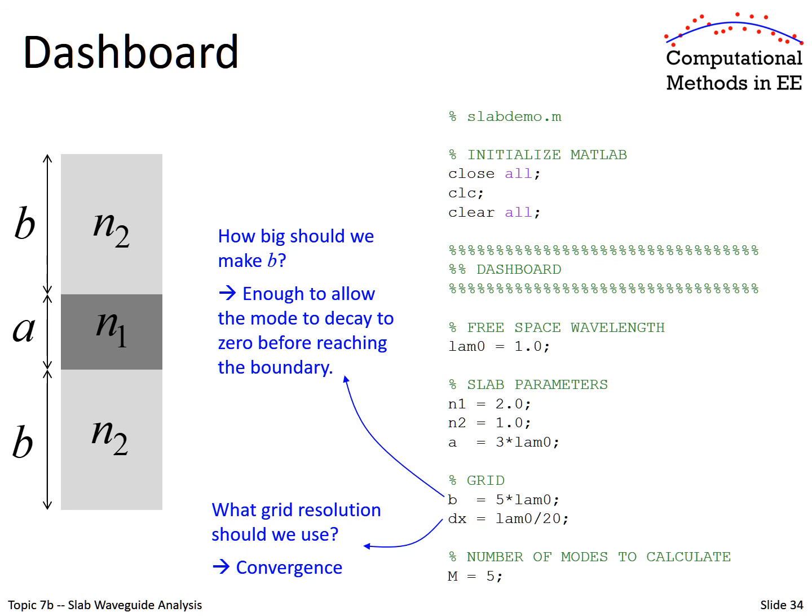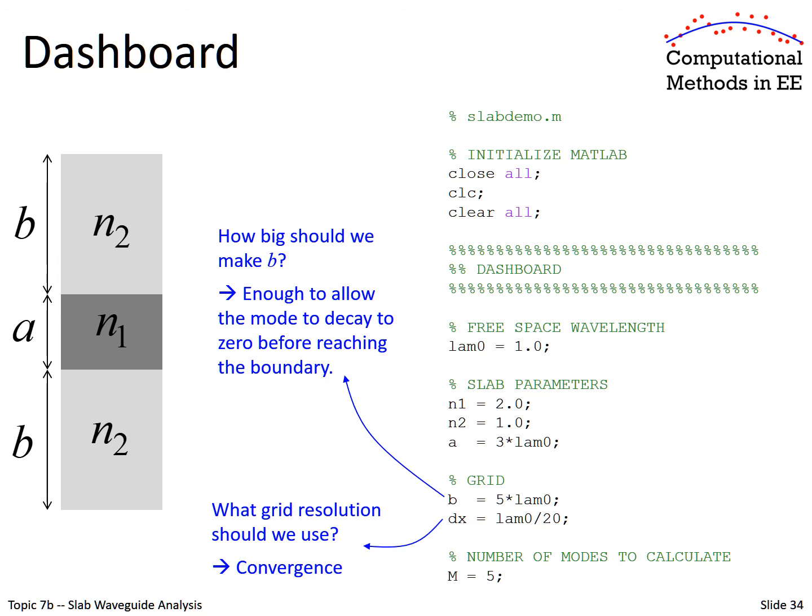The next thing we'll define is our slab parameters. We need the refractive index of the core, which we're setting to 2.0, and then the refractive index in the surrounding regions, the cladding, which we've set to 1.0 or air. And A is the core, and we're setting this to 3 wavelengths wide. Not expecting you to have deep knowledge of waveguide theory, but that's a pretty wide waveguide, and this will be multi-moded and support multiple modes. So that's it for the slab.